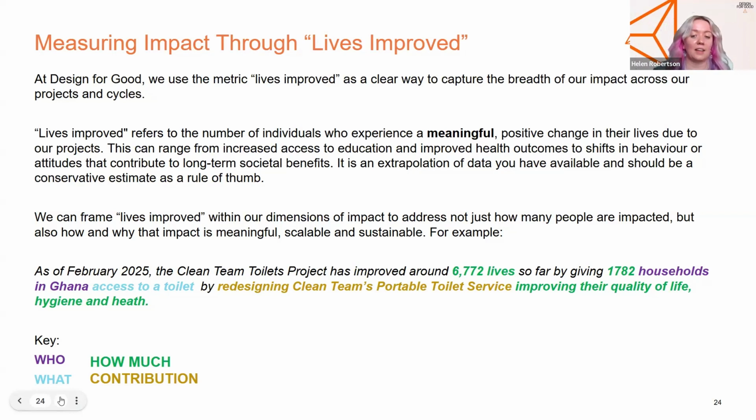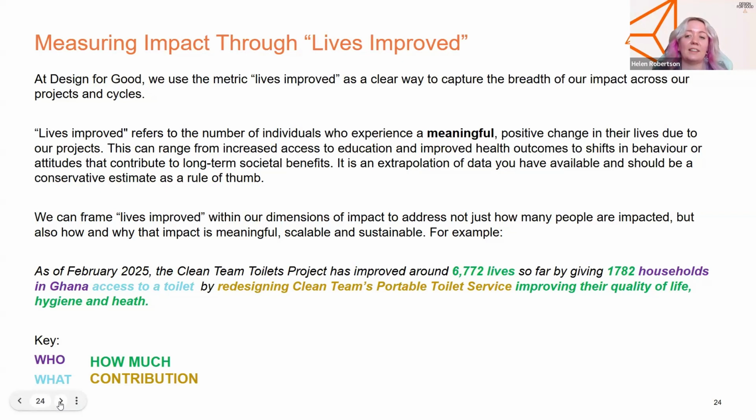So how do we get to that 6,700 number? Well, we know that 1,700 odd households in Ghana have been reached. So this number has been multiplied by the average house size in Ghana of 3.8. So your lives improved will always be somewhat of an estimate, but it gives that overarching metric across all of our DFG projects.